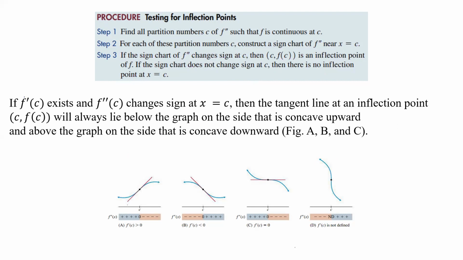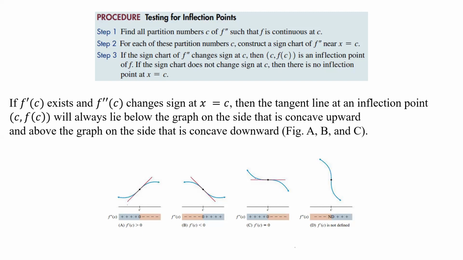So if f prime of C exists and f double prime of C changes signs at x equals C, then the tangent line at the inflection point will always lie below the graph on the side that is concave upward and above the graph on the side that is concave downward. So we see that it's below the graph on the part that's concave up and it's above the graph on the part that's concave down. So that's kind of our point of inflection. Here, at our point of inflection, it's going concave down, so it's above. Here it's concave up, so it's below.